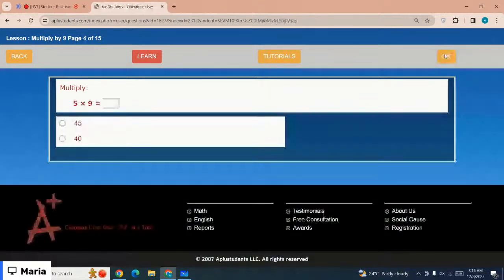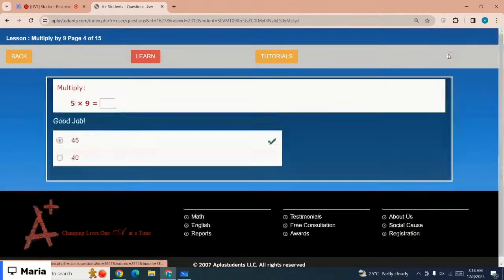Okay, the next one is 5 times 9. 5 times 9 equals? You can count 9 times 5 or 5 times 9. They both are exactly the same, right? So 5 times 9 is... yes, it is 45. So the correct option is 45. 5 times 9 equals 45. Very good.